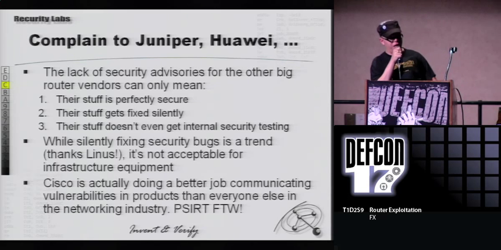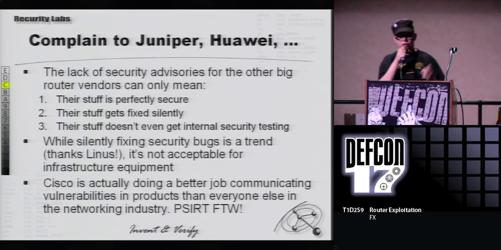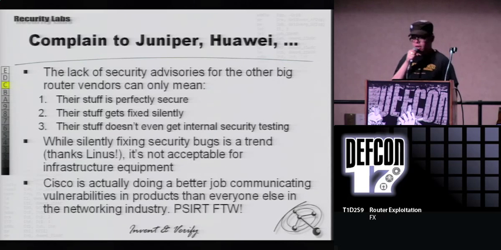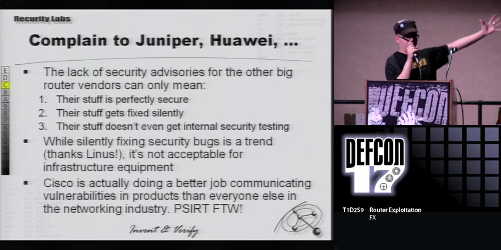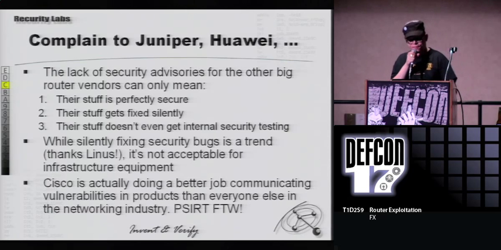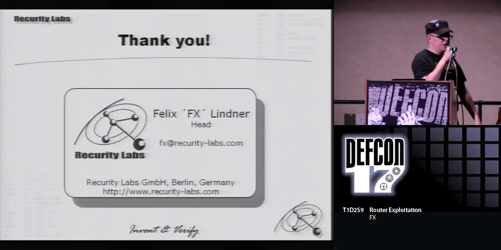Like Linus Torvalds made fixing bugs in critical code without telling anyone cool, because he said security bugs don't need special treatment. Well, I beg to disagree. And Cisco is actually doing a really good job here, because the PSIRT team is this one bright spot of security in the whole Cisco blackness, you know. So yeah, complain to them, tell your router vendor that they should actually test this stuff and publish the results. And that was it for me.